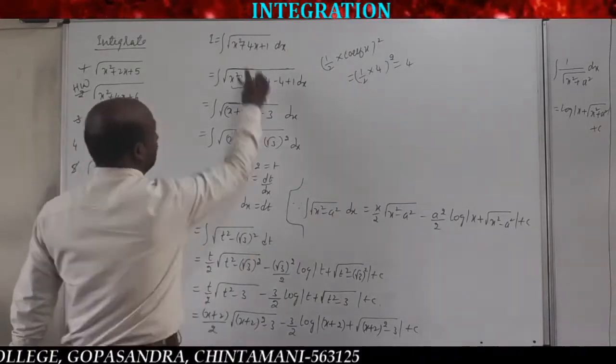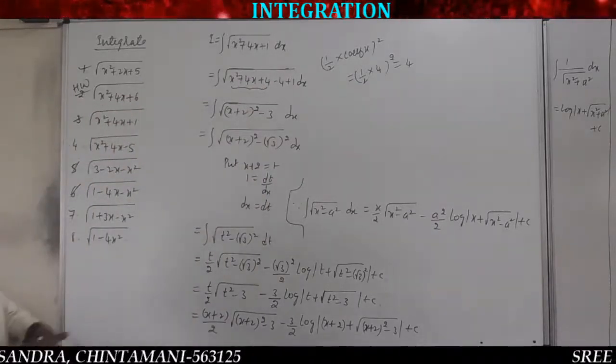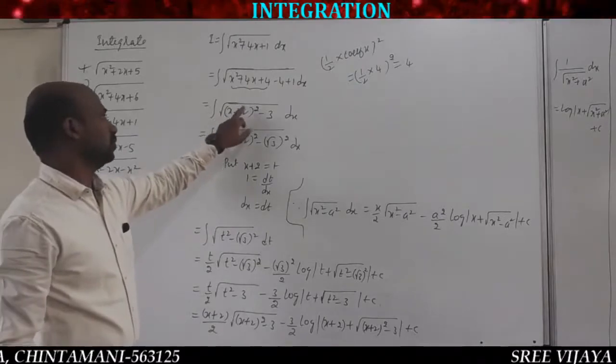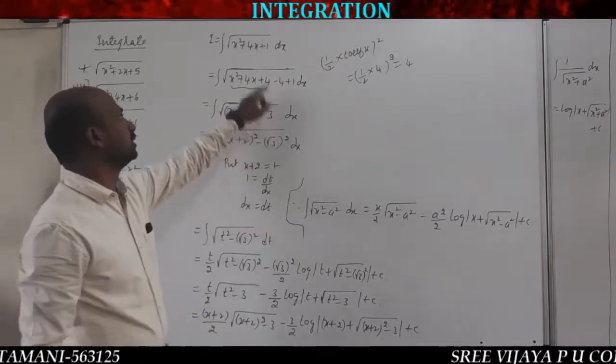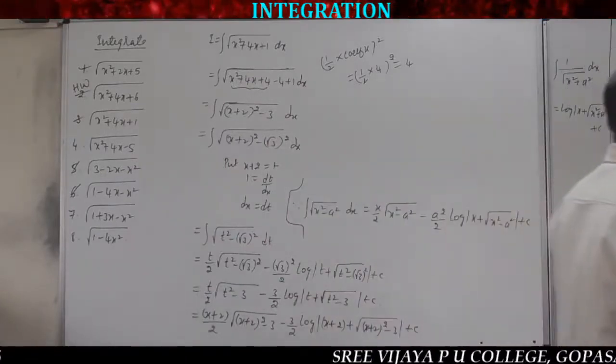Okay, step 1, I have root of x square plus 4x plus 1. Because root of x plus 2 whole square minus 3 is nothing but root of x square plus 4x plus 1.